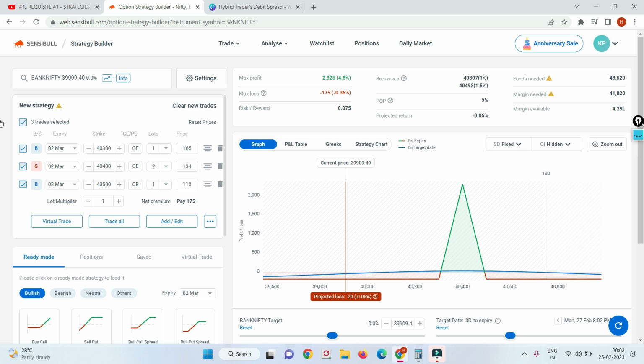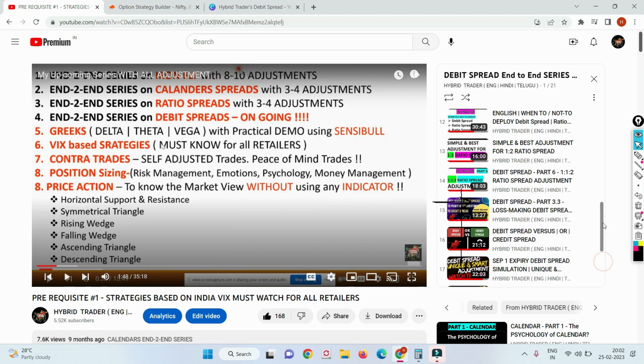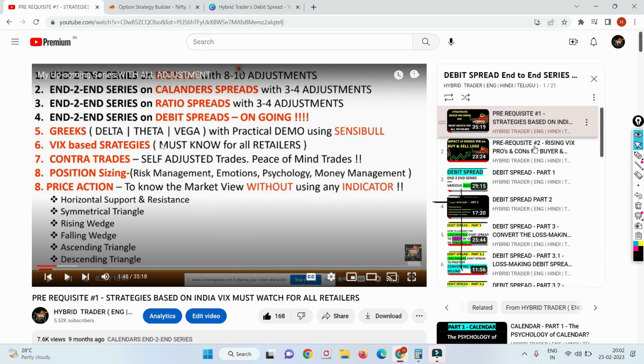So you will be converting to the butterfly only when the market is standing somewhere here, 1% here. This is one of the adjustments you will be doing. There are a lot of adjustments. I still recommend you go and watch all these videos, guys, wherein we have discussed end-to-end adjustments about the debit spread.